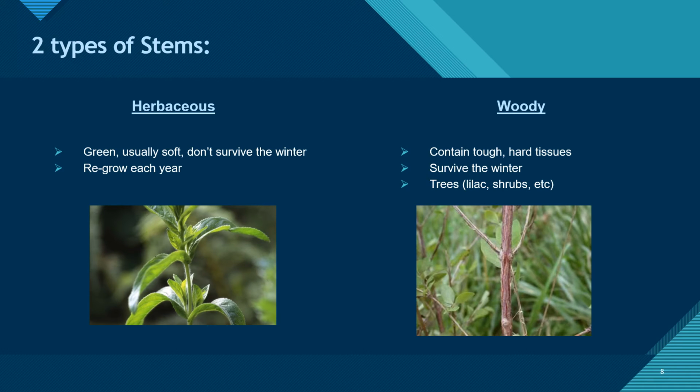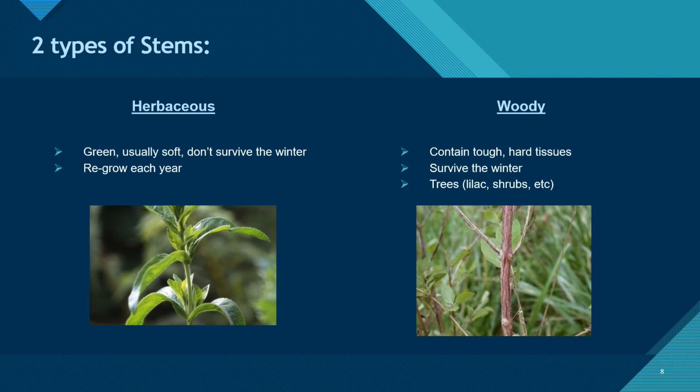And then we have woody, which is what you would basically picture as a woody stem, essentially a piece of wood or a stick, and it contains tough, hard tissues. It will be able to survive the winter, not considering the fact that it may fall down because of snow or wind, and it's often things like trees, lilac, shrubs, etc.